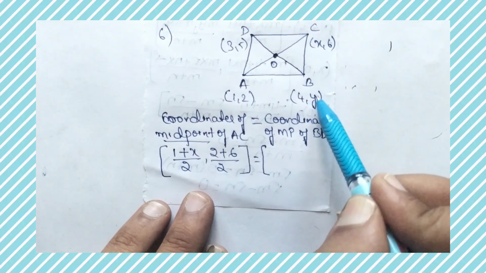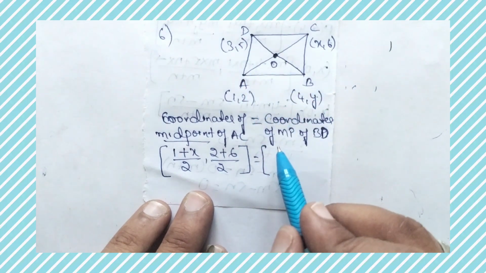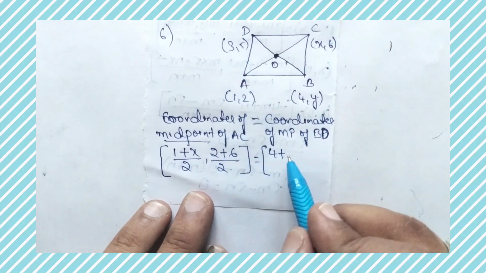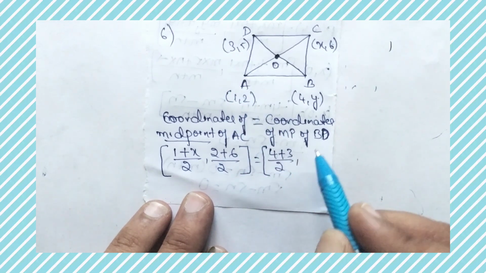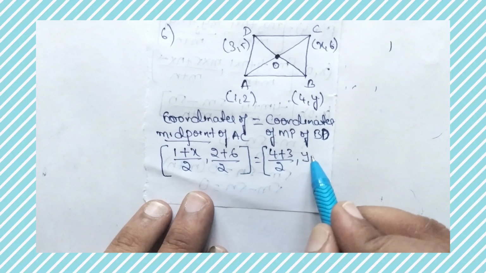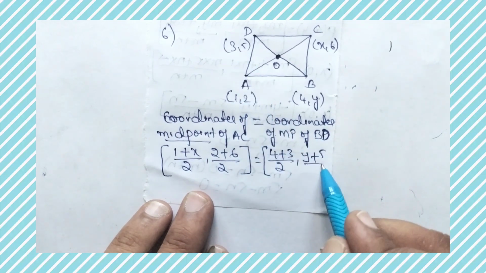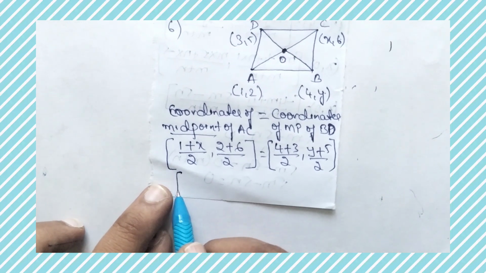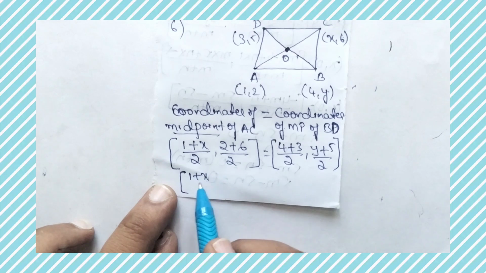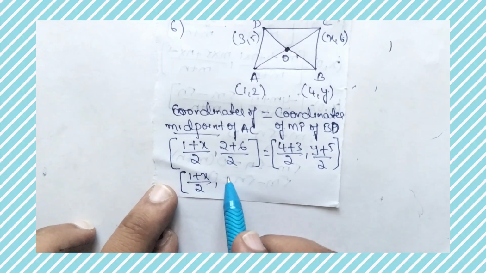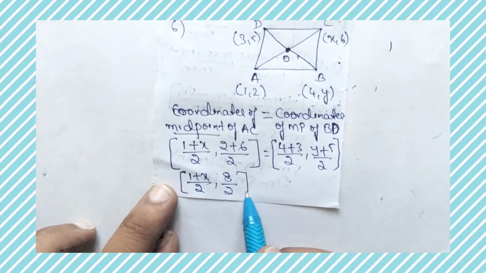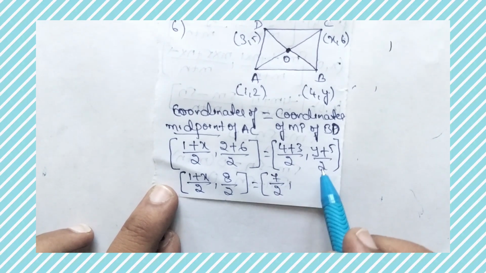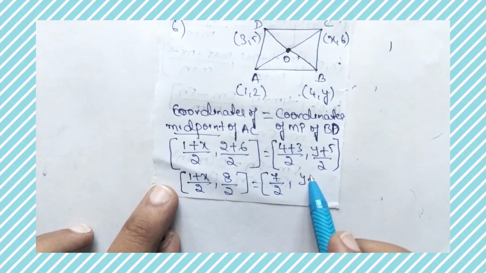So this is x1, y1, this is x2, y2. So what is x1? x1 is 4 plus what is x2? 3, divided by 2, comma y1 y plus y2 5, divided by 2. So now how much will it become? It will be equal to (1 plus x, as it is) divided by 2, comma 2 plus 6 is 8 divided by 2, which is equal to 4 plus 3 is 7 divided by 2, comma (y plus 5, as it is) divided by 2.